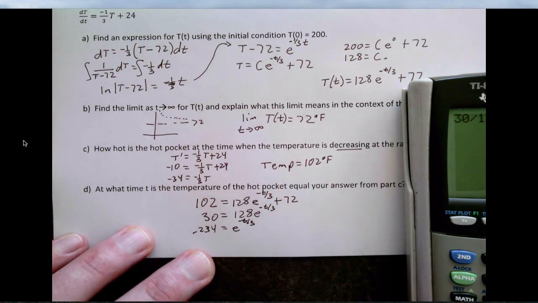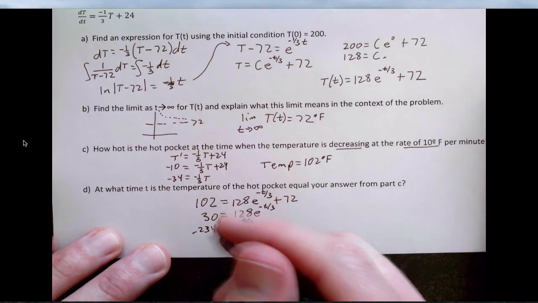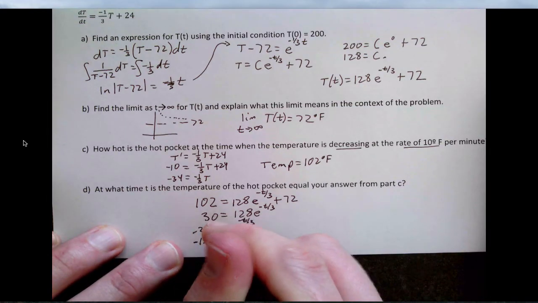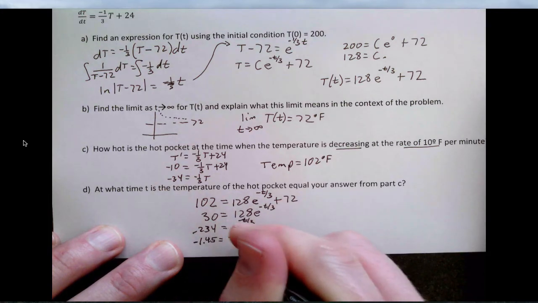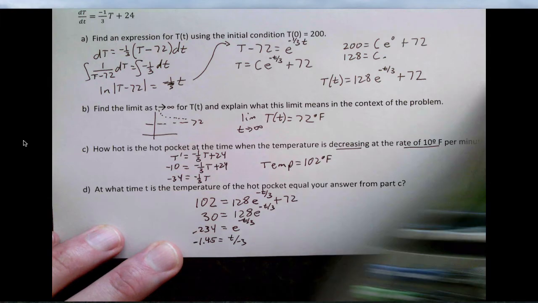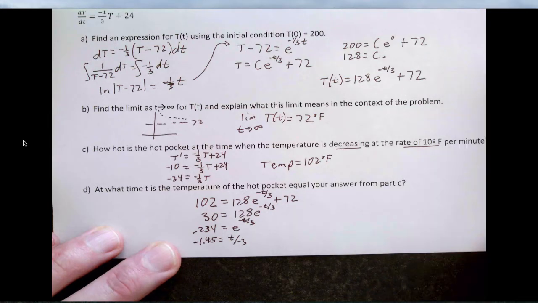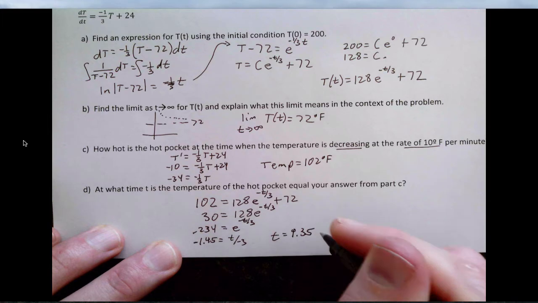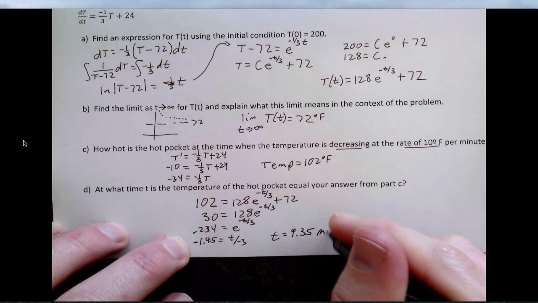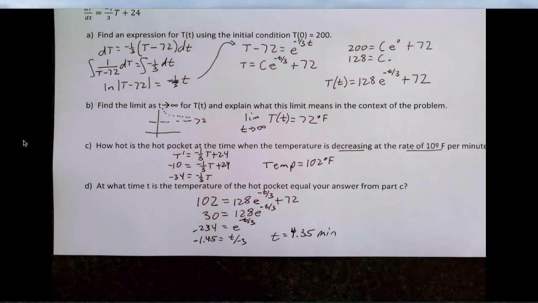Okay, now I'm going to natural log both sides. The natural log of that answer is negative 1.45. And I natural log both sides, so now I have basically t over negative 3. Let's do it that way. Multiply that by negative 3, and it would occur at 4.35 minutes. All right, and it says minutes. All right, and that's our answer to all of that.